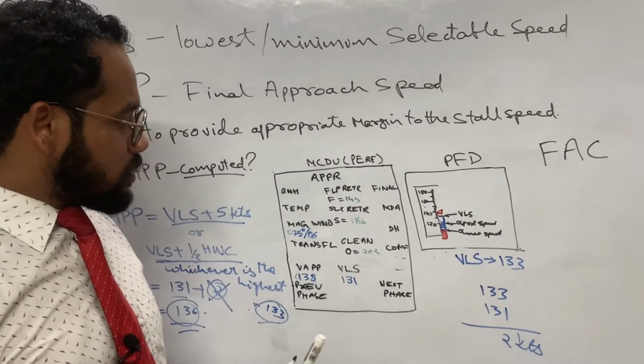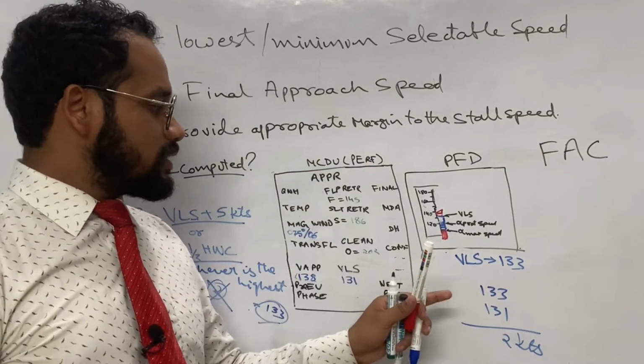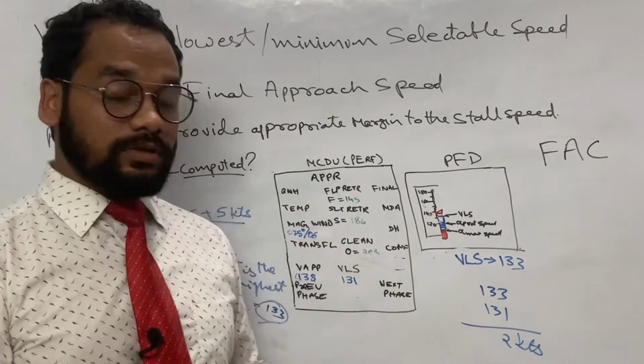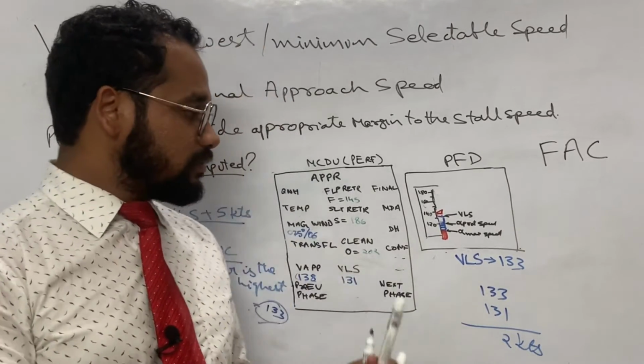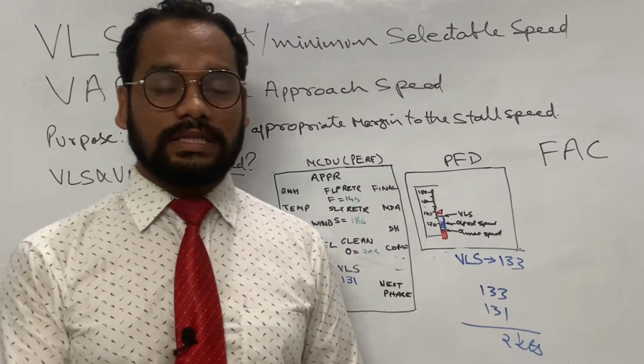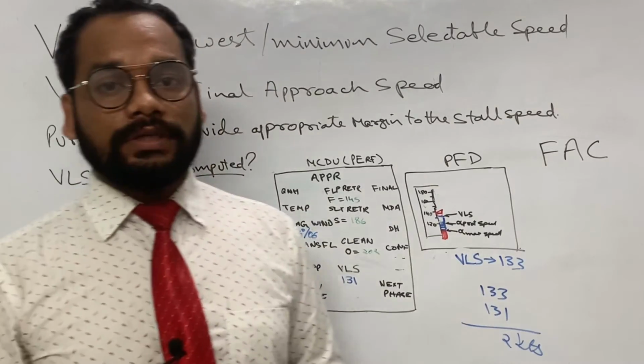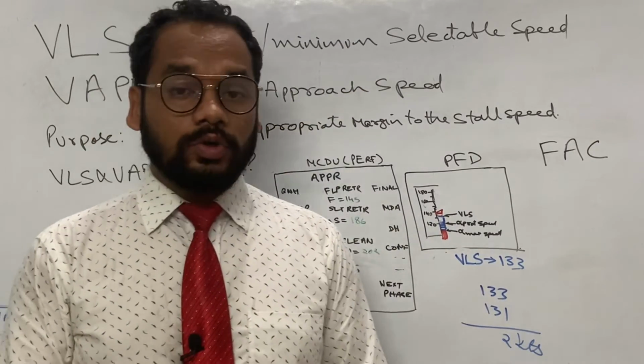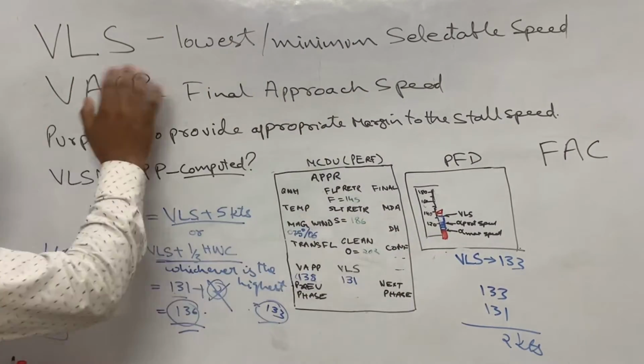Okay, so friends, I hope you have understood how VLS is calculated and how VAPP is calculated, and also how they are indicated. So that is how we have the VLS and V approach in this aircraft. Okay, so friends, let me quickly summarize whatever we have discussed. We have discussed the VLS and VAPP.